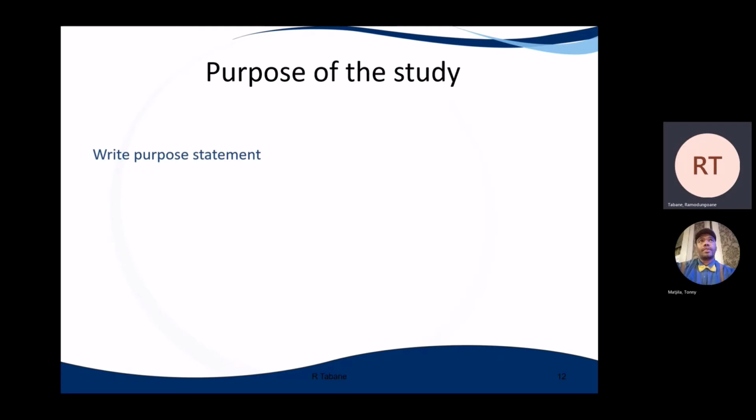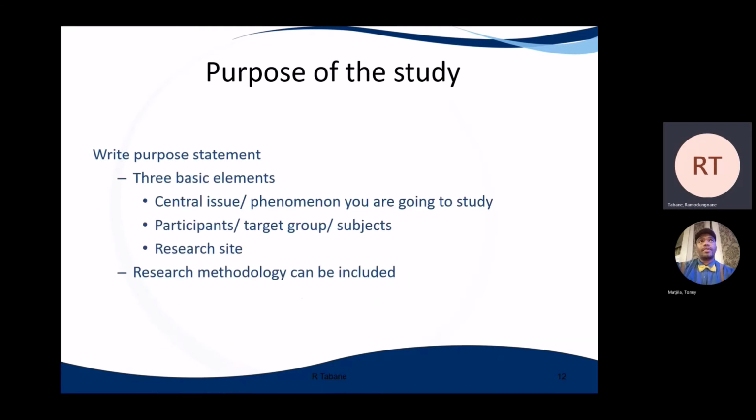How do you write the purpose statement? Remember, three basic tenets or basic elements. Always keep these in mind. When you are writing your title and your purpose statement, these three elements must always be there. What is your central issue that you are researching? We said COVID-19 in 2022, 2021, the effects of COVID-19. That's the central issue, COVID-19.